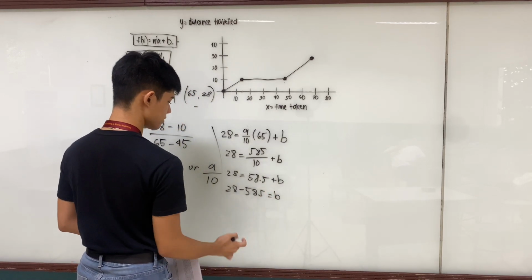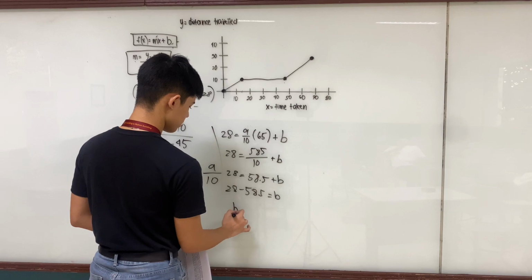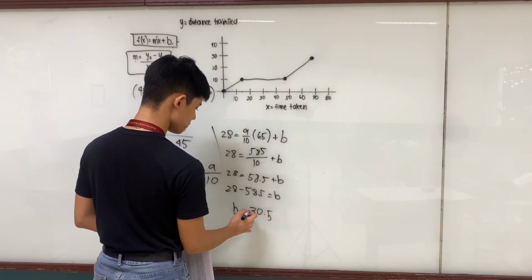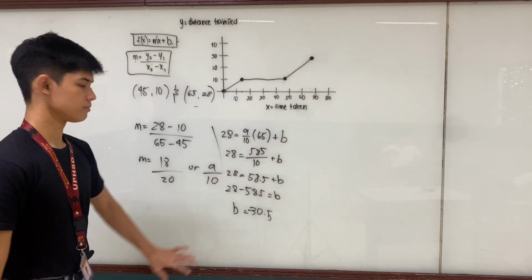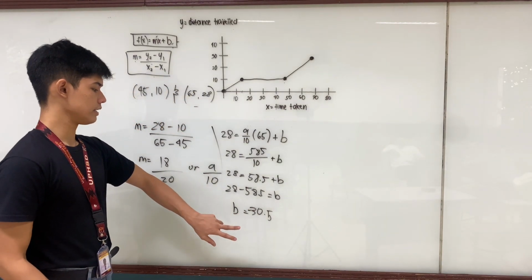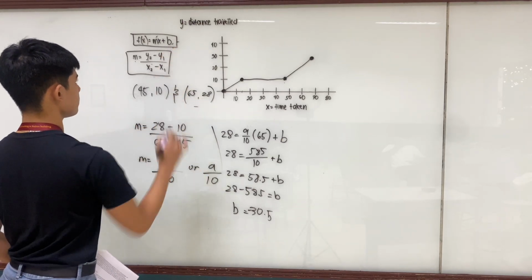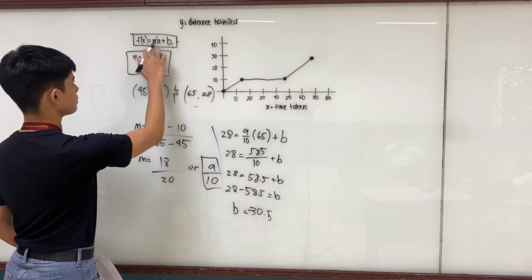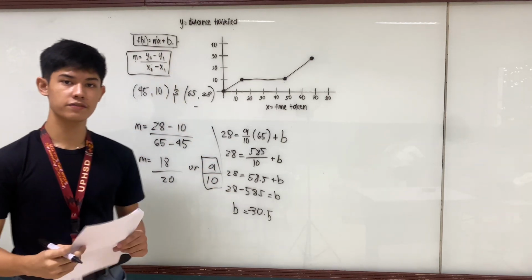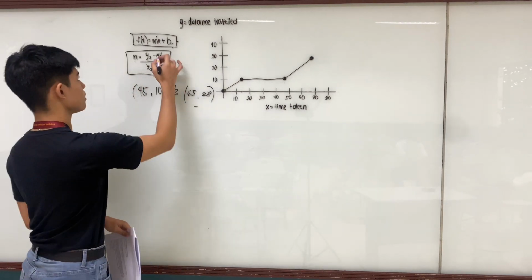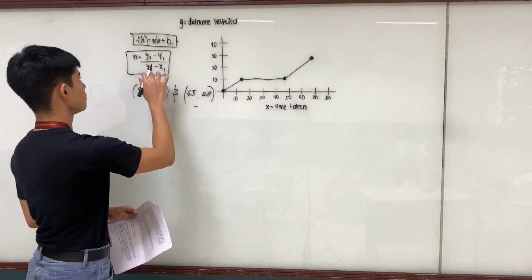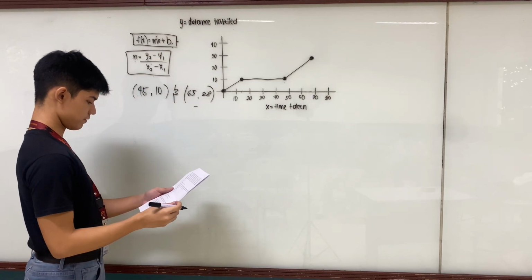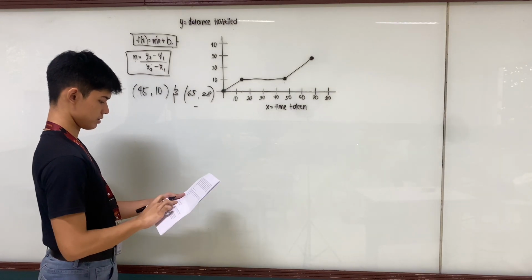Then let's subtract these two values. b is equal to negative 30.5. So this is our intercept, or b, here in this formula, and then our slope is 9 over 10. So now we've completed all of our values. So now we have the value for m and the value for b. We also have the value for y and x. We can now solve for our third function.